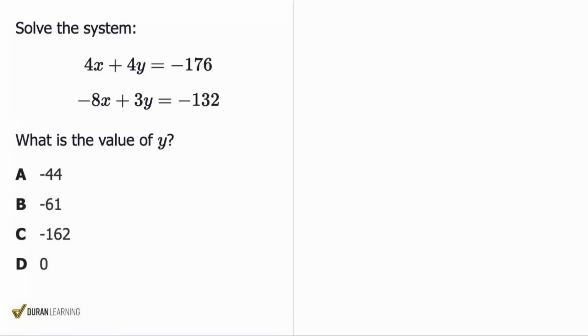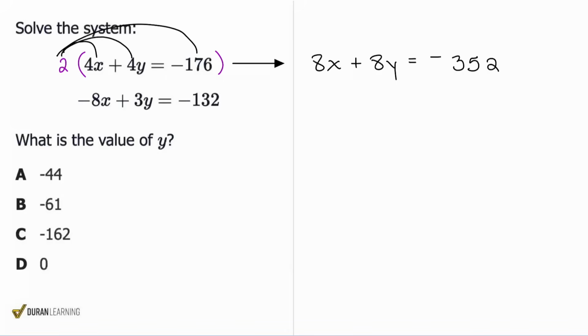So check this out. I am going to multiply the entire top equation by 2. And then I'm going to just move it over here to the right side. So we are going to have 2 times 4x, and that's going to give us 8x. I'm going to multiply 2 by the 4y. That's going to give us 8y. Then I'm going to multiply the 2 by negative 176, and that will end up giving us negative 352. You can go ahead and do the work, but 176 times 2 is 352.